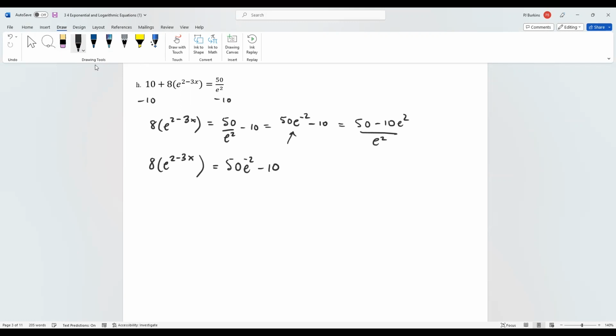Okay, and I'm going to divide by 8 on both sides. So I have e to the 2 minus 3x is now equal to all of this. So now I need to take the natural log of both sides so that I can get that exponent down and solve for the x.